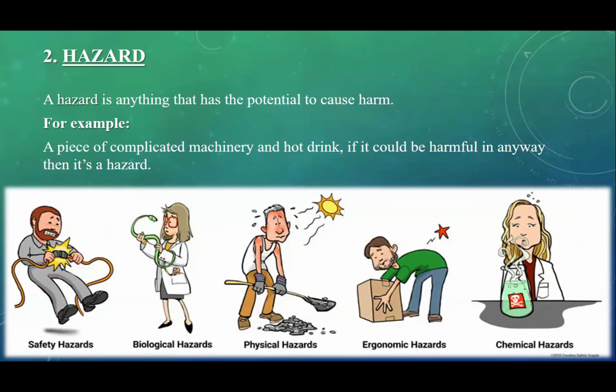The second one is the hazard. A hazard is anything that has the potential to cause harm. For example, a piece of complicated machinery or a hot drink, if it could be harmful in any way, then it's a hazard. At the bottom of the slide, you can see safety hazards, biological hazards, physical hazards, ergonomic hazards, and chemical hazards. These are the basic types. We will be discussing more about types of hazards.